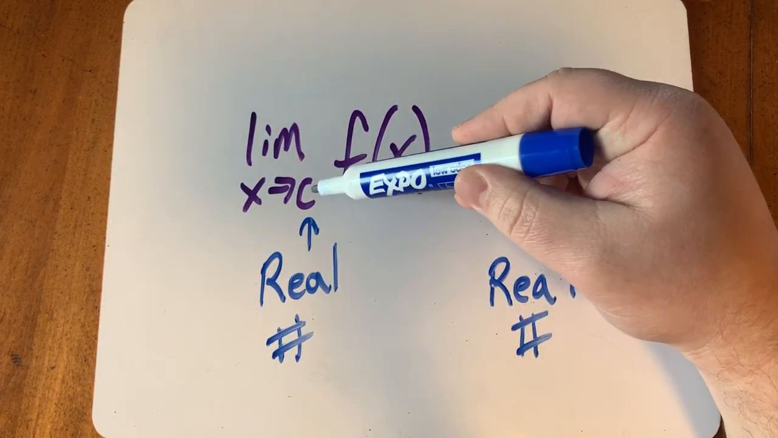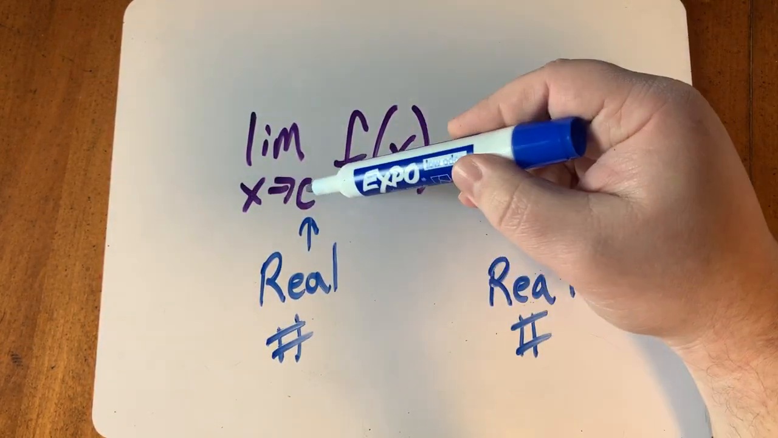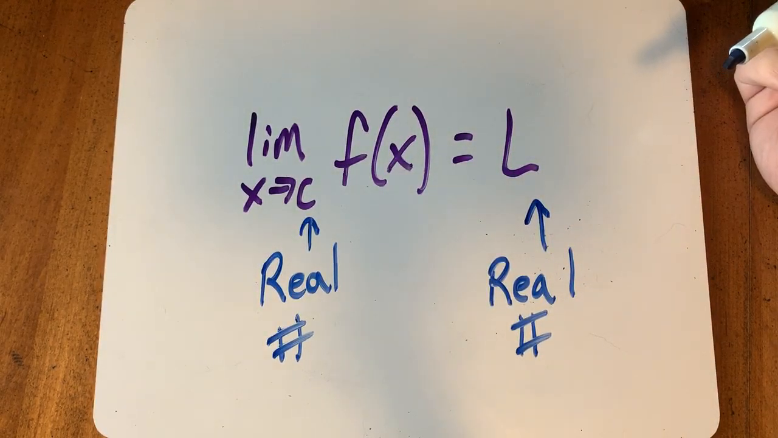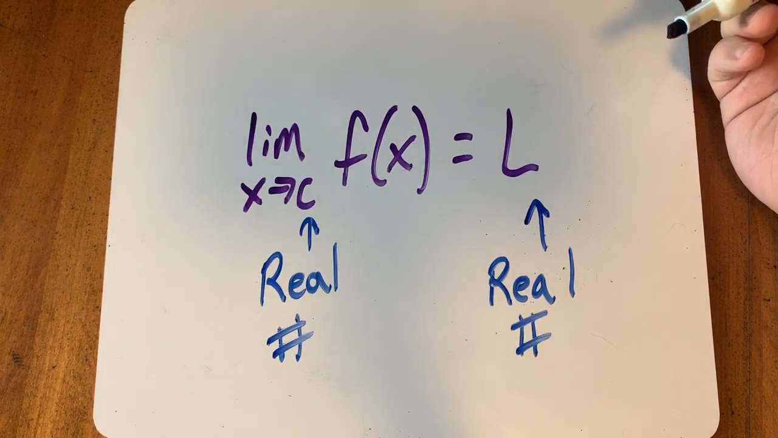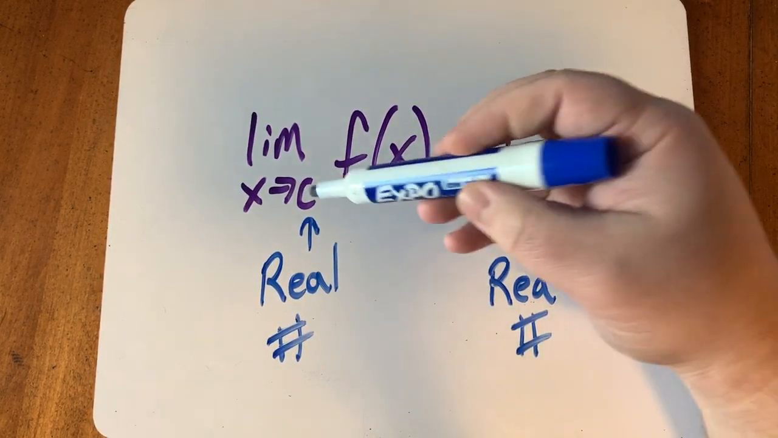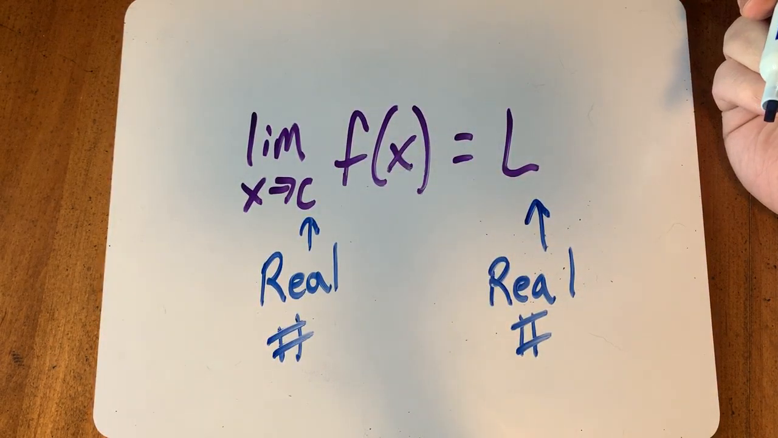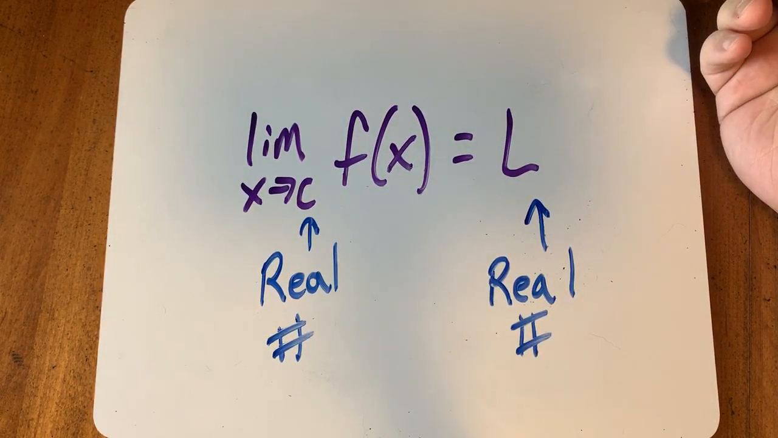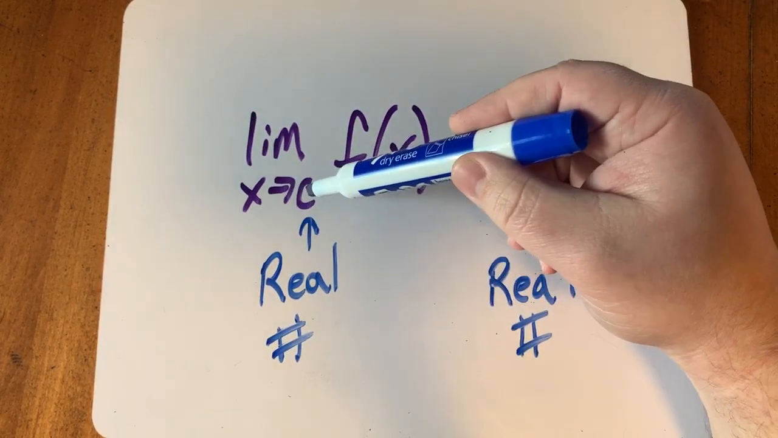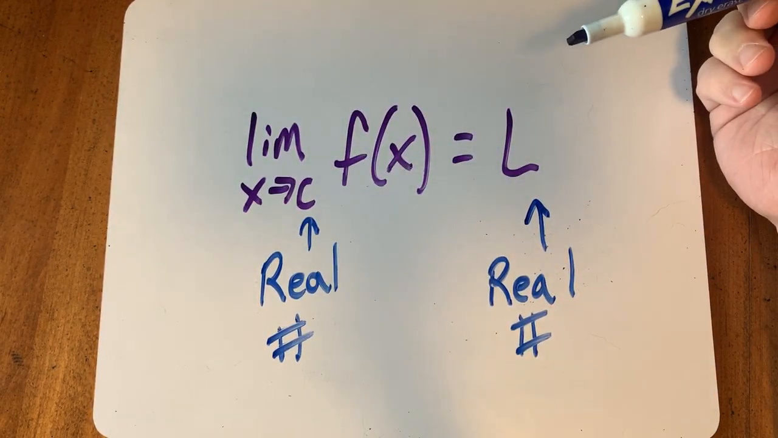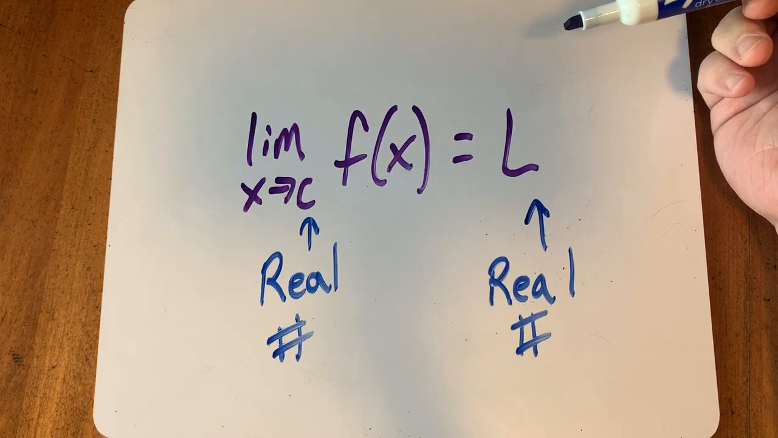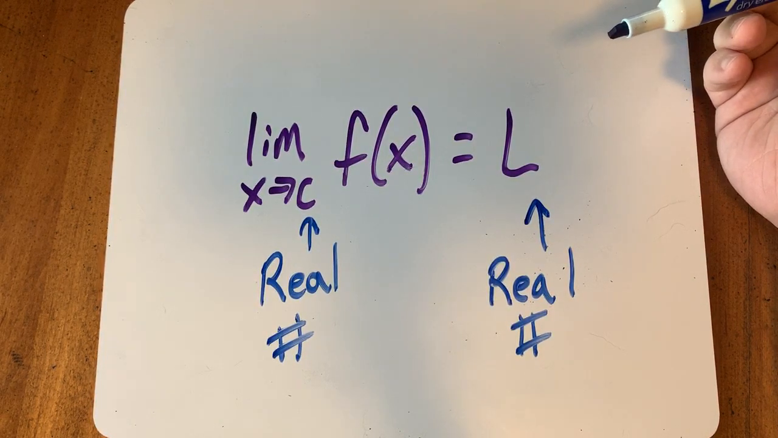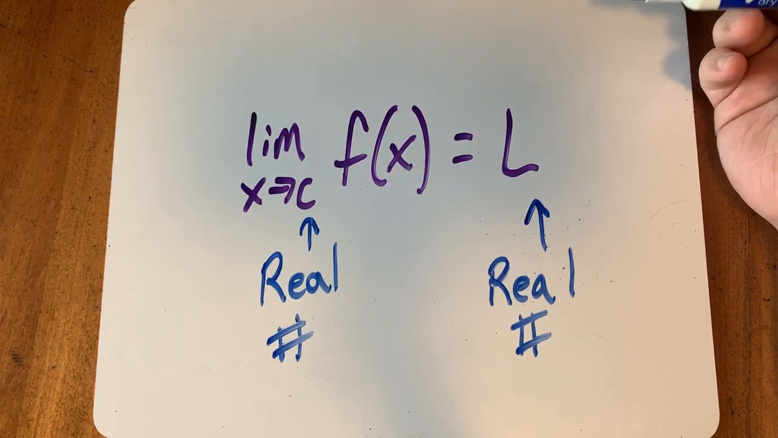And if we're talking about x approaching c, c has to be an element of the domain of f. So if f of x was, say, square root of x, there's no way that c could be a negative number because it's not an element of the domain of f. So whenever you have a limit, you can only approach values within the domain of the function that you're working with. You cannot approach values outside of that. It's just impossible. It's never going to work.